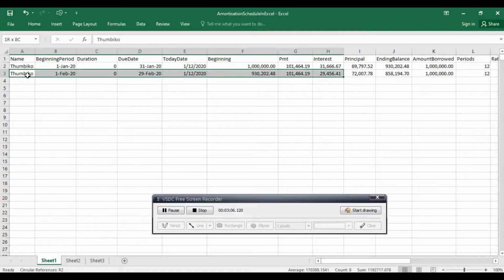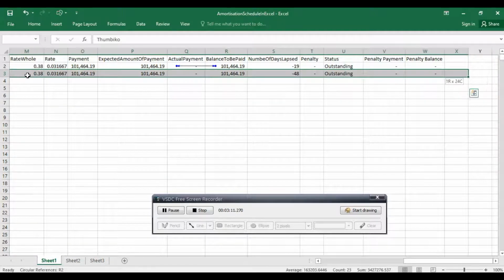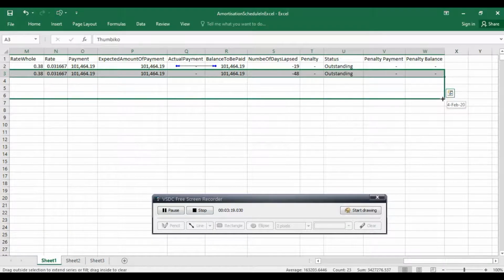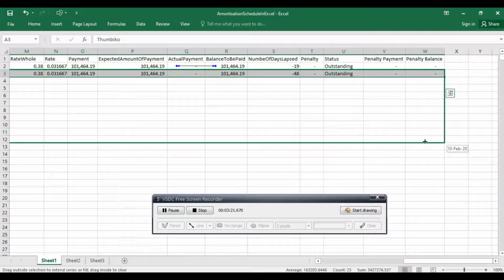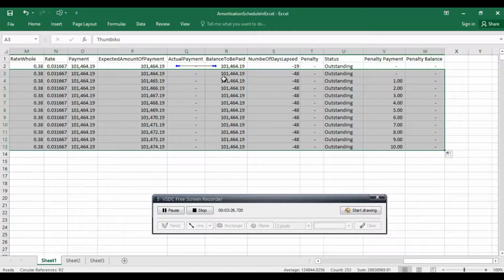The name of the customer is Tumbiko. Just drag down. This is for 12 periods. 12 periods here is at the 13th row. The reason is that you have to exclude this one to make it 12. So if you count from here, 1, 2, 3, 4, 5, 6, 7, 8, 9, 10, 11, it's 12.